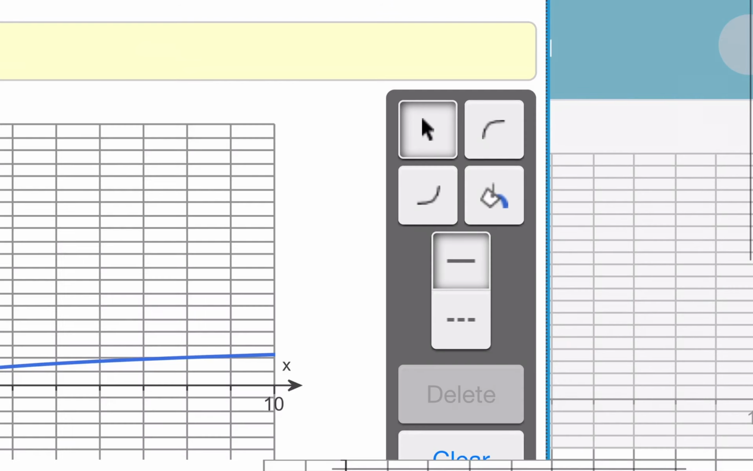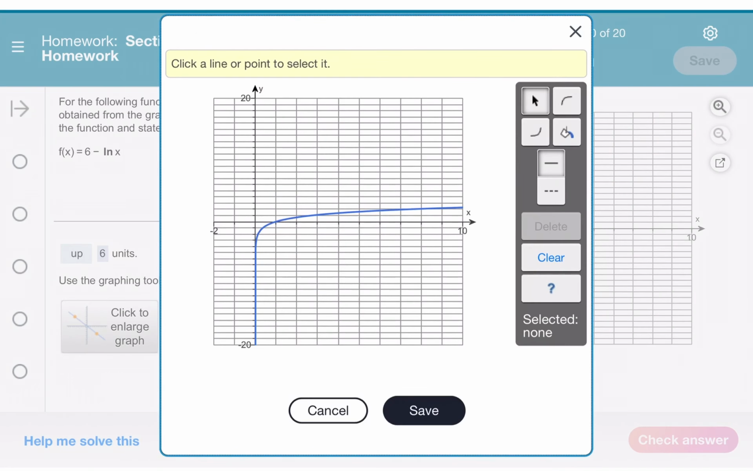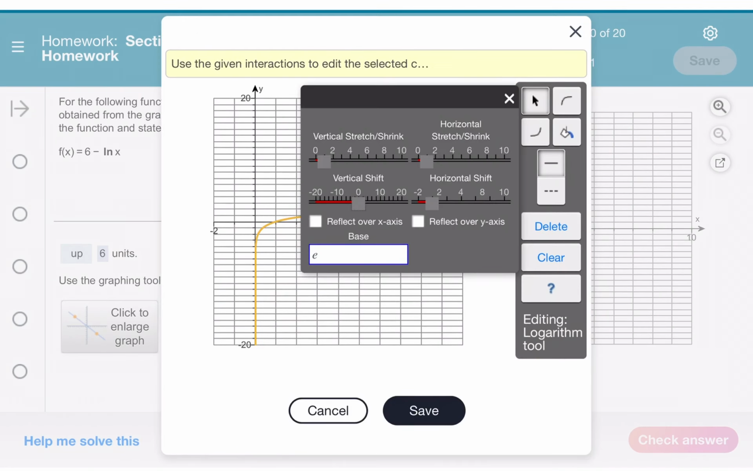Okay, let me see if I can get this back. Okay, so when I click on that log function, now we're doing the graph of natural log, right? I think from the text we said that natural log is nothing but common log base e, right? So that's why you see that base e there.